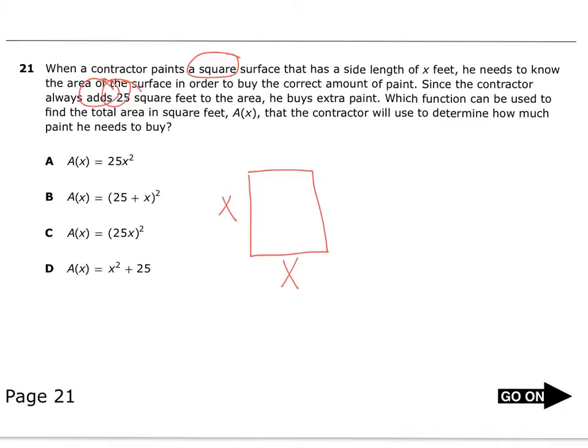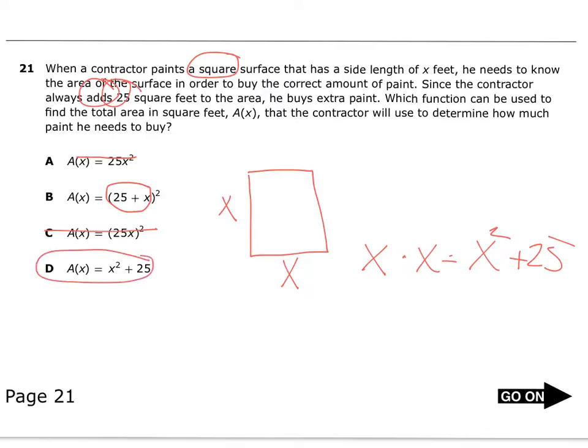Okay, so I think this plus 25 is really important to this, which is how we can eliminate A and C because they're not adding 25 to anything. Now on D, he's just adding 25 square feet. He's not adding 25 to the side. Okay? He's going to find the area of the square by doing x times x, which is x squared, and then adding 25 to that. So our answer that we're looking for is D.